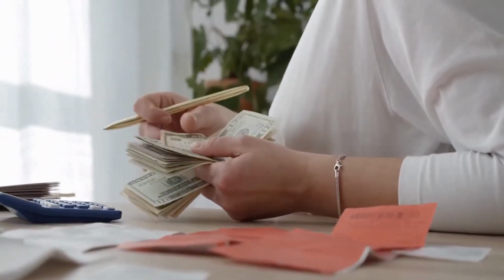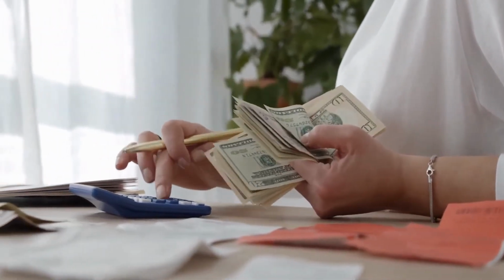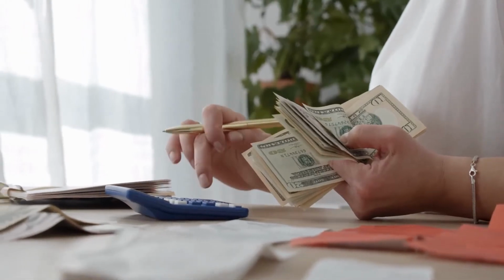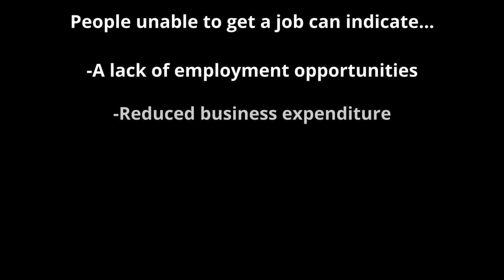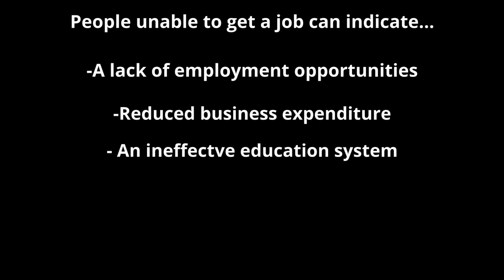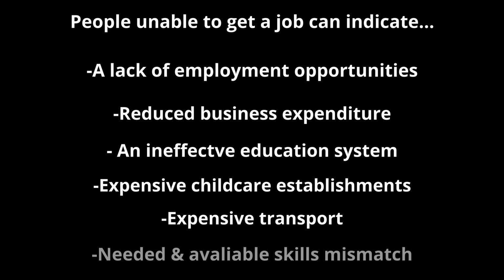Essentially, unemployment refers to the amount of people who either cannot get a job or choose to not get a job. Now, either way, they're both bad news, but they're negative in starkly different ways. If people are unable to get a job, it can indicate lack of employment opportunities, a weak economy where businesses are unlikely to fork out money to hire more employees, an ineffective education or training system, a lack of affordable childcare, a lack of affordable transport, or a mismatch of needed and present skills.